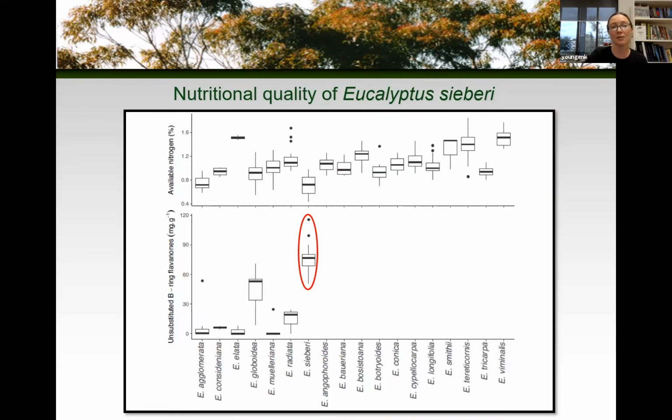I should say with this graph, the reason that UBFs are only shown for the species on the left is because those are the monocalypt species that make the UBFs. The species on the right are symphyomyrtus, and they make FPCs, which aren't relevant here, so they're not included.